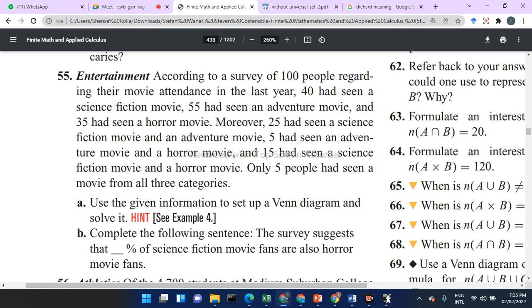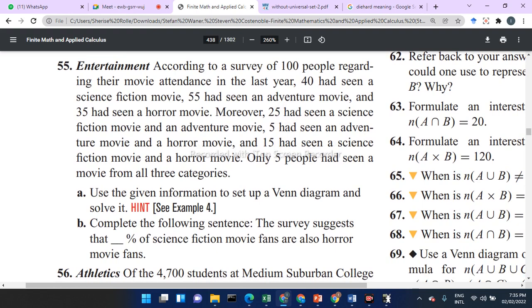Okay, so number 55, please do that for homework. Just 55A, that's what I wanted to ask you. Yeah, just 55A. Alright, so let's do this probability question.